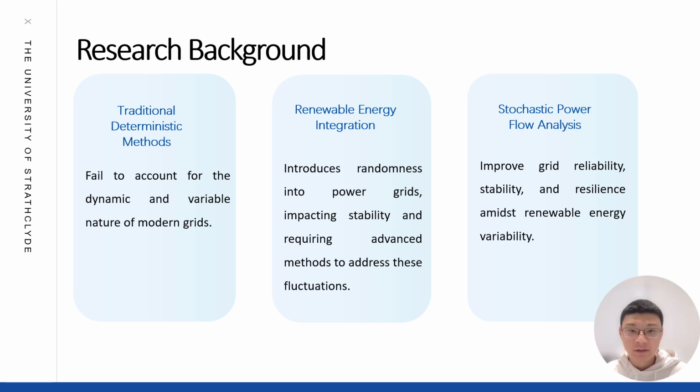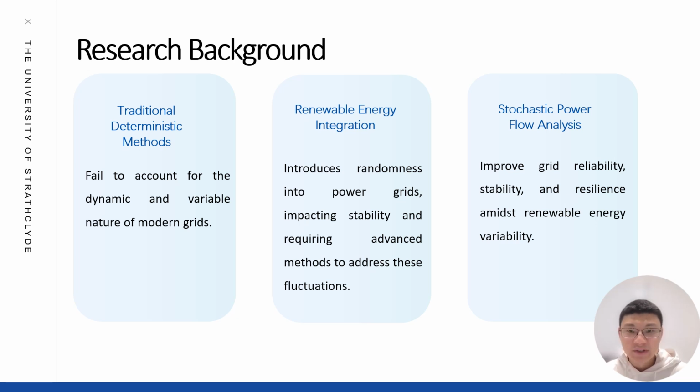Deterministic power flow calculations assume that system parameters like load and generator output are constant, providing a single point solution. However, real-world systems experience fluctuation due to varying demand and external disturbances. This limitation prevents deterministic methods from correctly modeling the dynamic nature of modern power grids, particularly with the increasing integration of variable renewable energy sources.